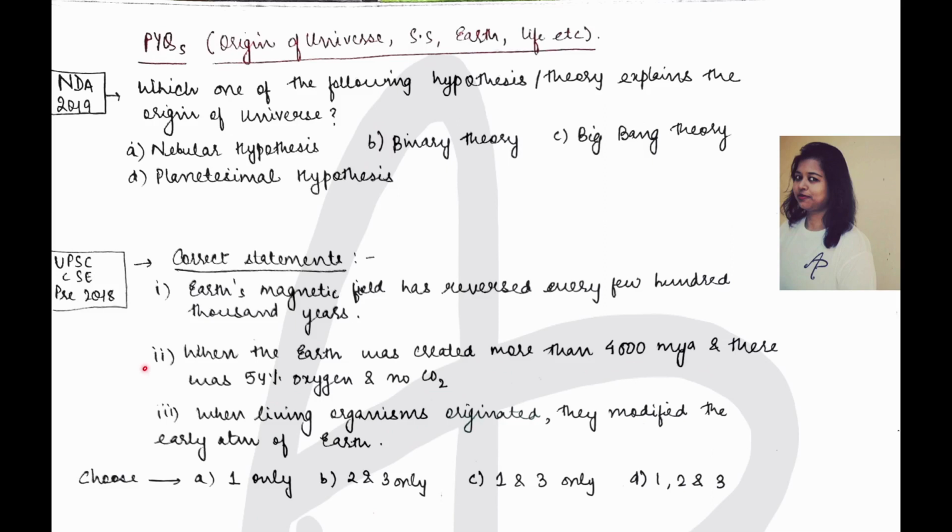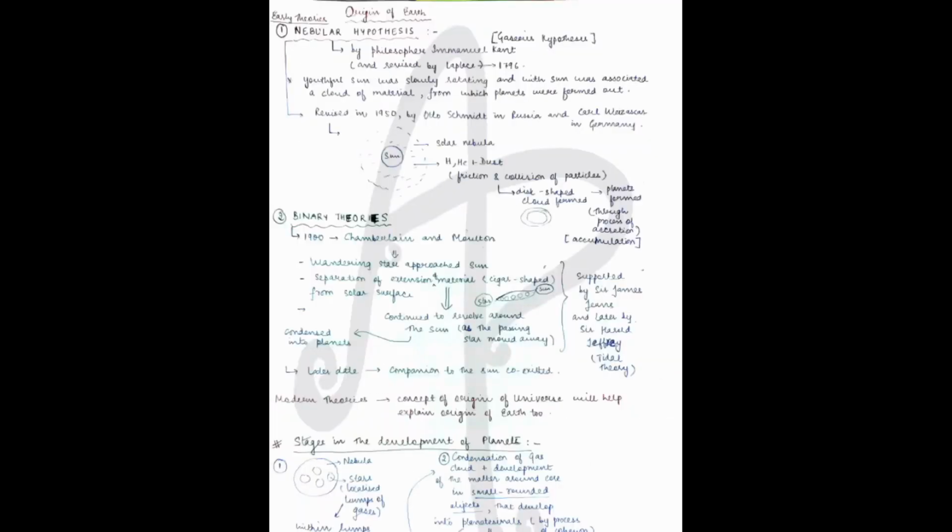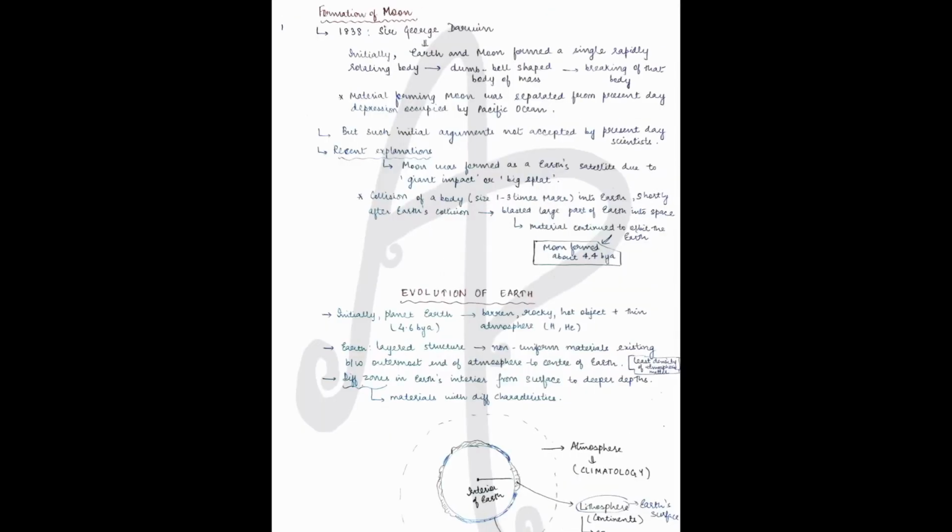See, let's see first of all the second statement. It says that when the Earth was created, in the primordial stage, and that of course happened more than 4,000 million years ago, there were 54% oxygen and no carbon dioxide. Now I have already shown you and I repeated this also. This is what we have done, that initially, ठीक है, ये सब भी हमने करा था ना.